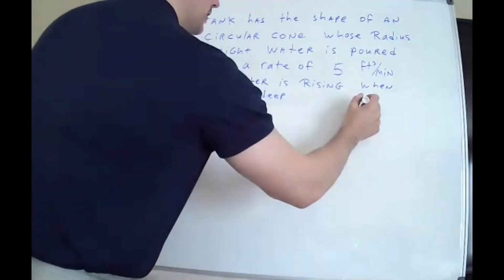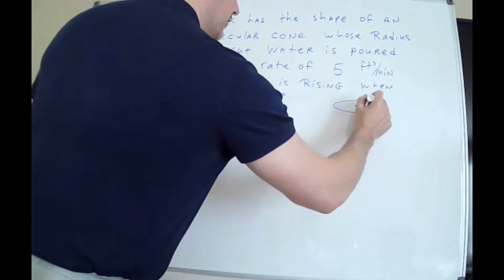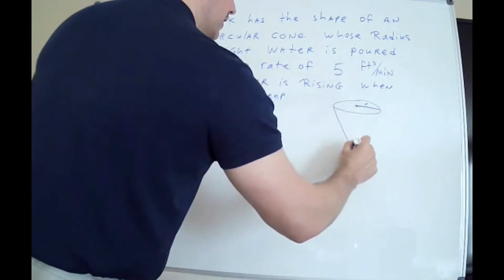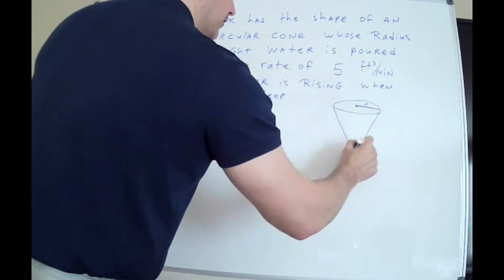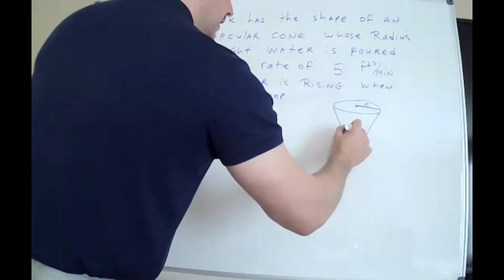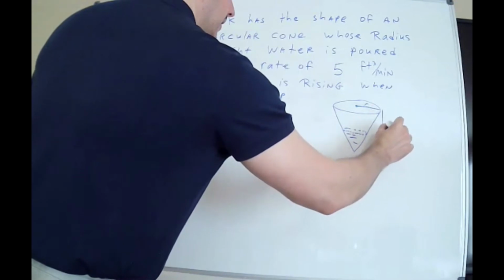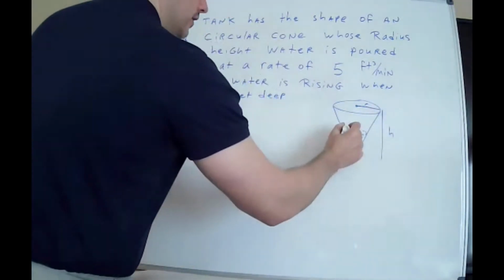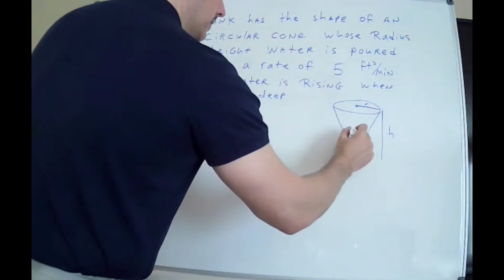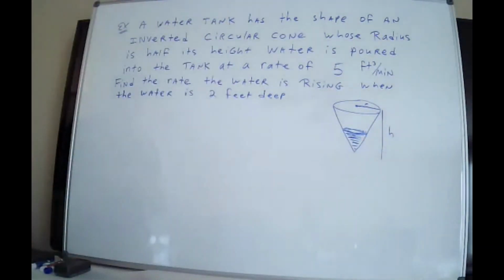Now, I'm going to try my best to draw the cone, right? It's a circular cone. The radius is here. It's a cone, so think ice cream cone. You're filling it with water. Here's your water. This is the height of the cone. I mean, it looks bad, but that's the circular cone.